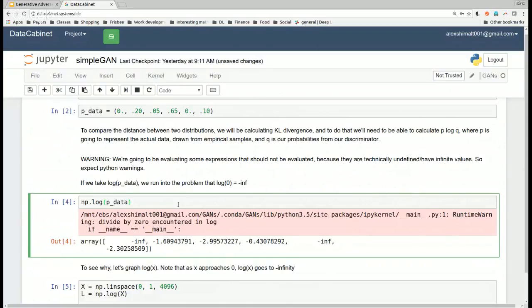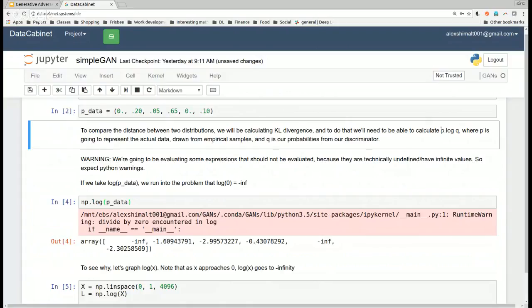I could type it out, but I don't have it offhand. The formula turns out to be like P log Q minus P log P, where P log P is an entropy term. P is one probability distribution, Q is another probability distribution, and this P log Q is a cross entropy term.